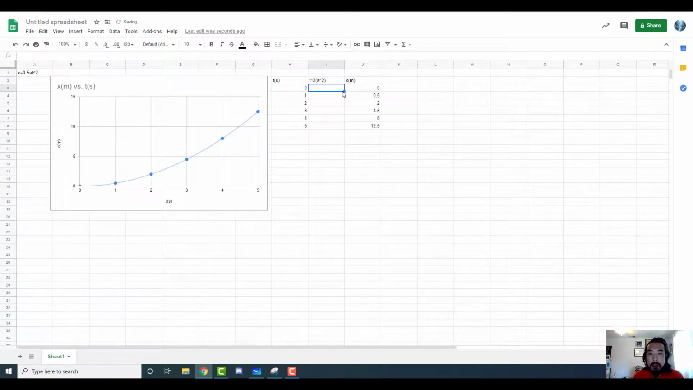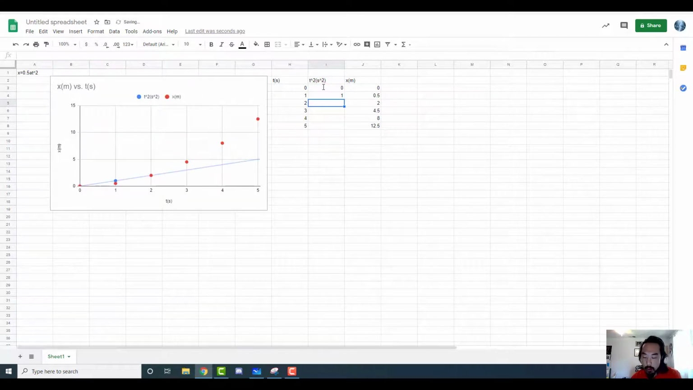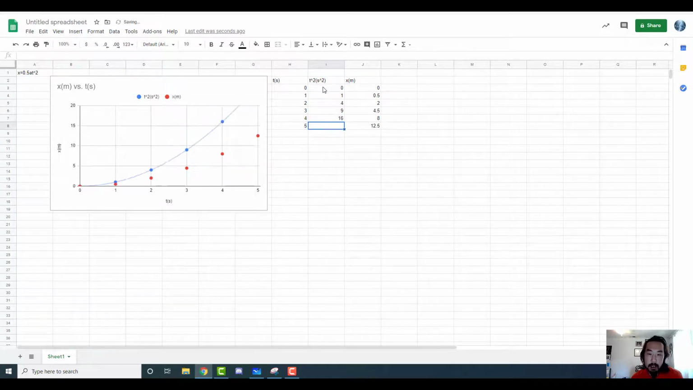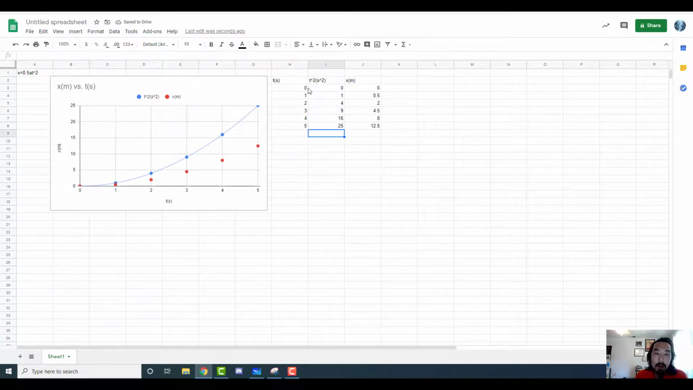I did a lot of clicking around, but all I'm doing is creating a column so that I can square these values. 0 squared is 0, 1 squared is 1, 2 squared is 4, 3 squared is 9, 4 squared is 16, and 5 squared is 25. When you have your own data, like this is data I made up with easier numbers, actually use a calculator to square all of your data points.